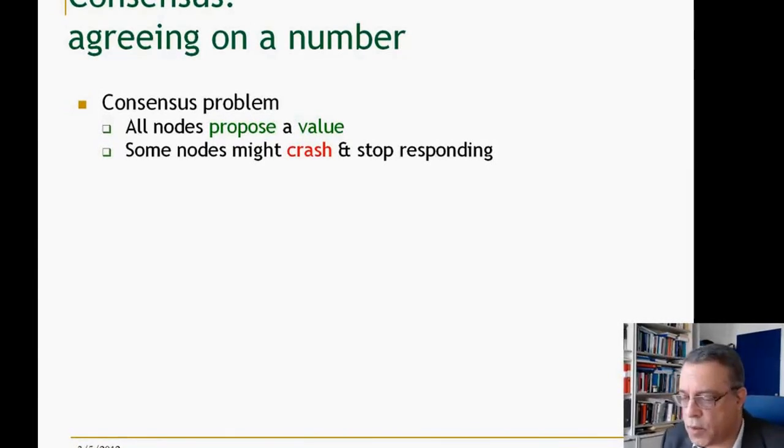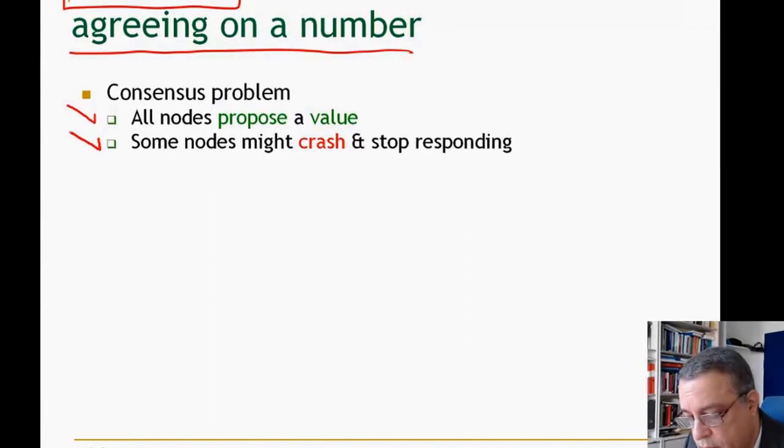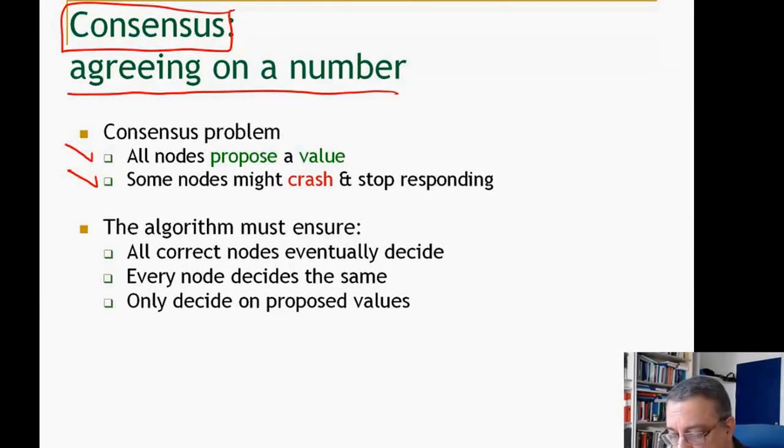As you can see, what we have been discussing here is actually a problem that is the core of many fault-tolerant distributed systems, which is agreeing. Agreeing in this case on a number, agreeing on a value. So this problem is called consensus. The consensus problem is a problem where all nodes propose a value, and some nodes might crash and stop responding. And the algorithm has to ensure that all machines that do not crash, which we call correct nodes, eventually decide on a value, and every node will agree on the same value, and the value decided is only one of the proposed.